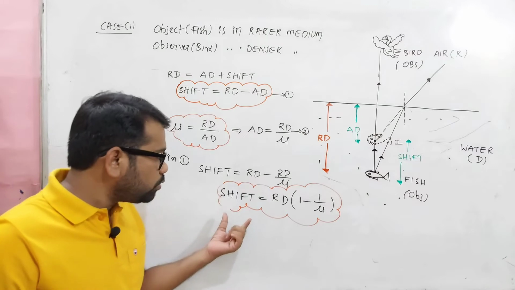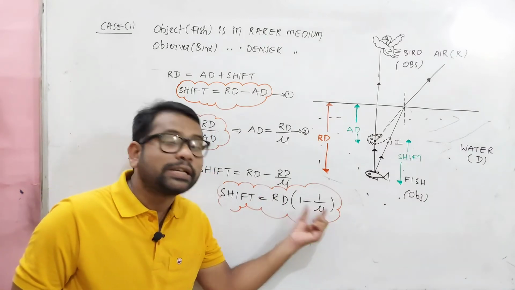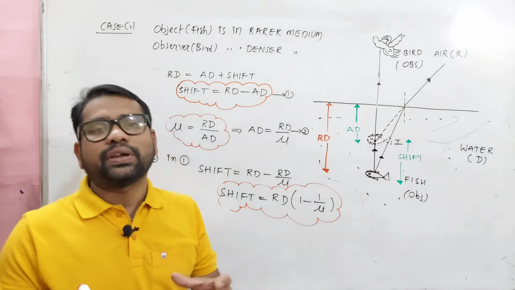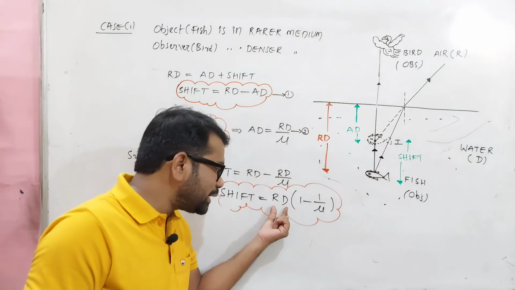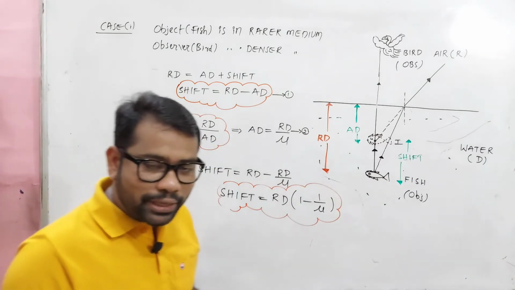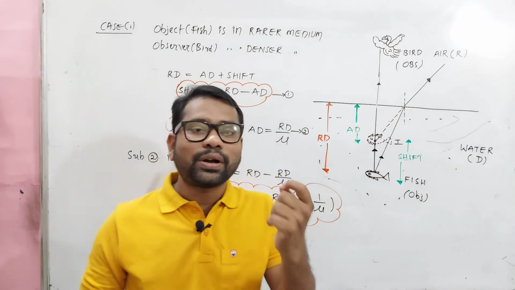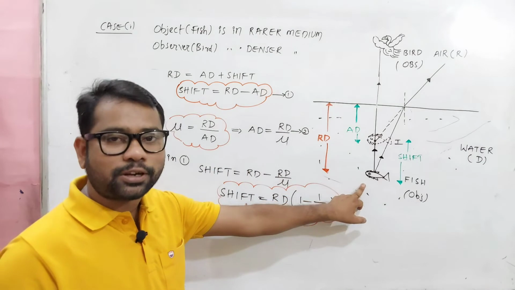This is how shift, real depth and refractive index are related. How they are related is very important. By knowing the refractive index and the real depth, we can calculate the shift. This is very important. Children, am I clear? So here what we have to understand is, what is the real depth actually? The depth at which the object is situated.